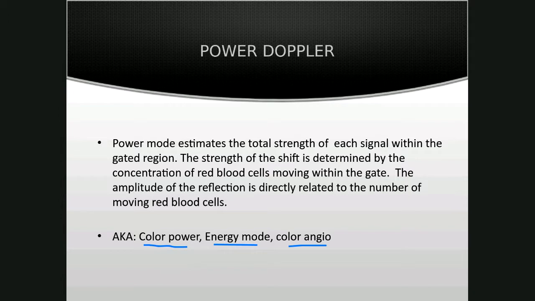So what power mode does is it estimates the total strength of each signal within the gated region. The strength of this shift is determined by the concentration of red blood cells that are moving within the gate. The amplitude of the reflection is directly related to the number of moving red blood cells. So the brighter it is, that means there are more red blood cells in that particular area. It has nothing to do with velocity.